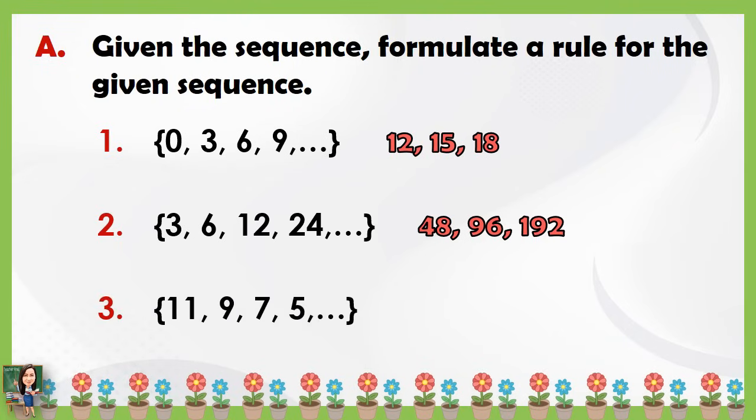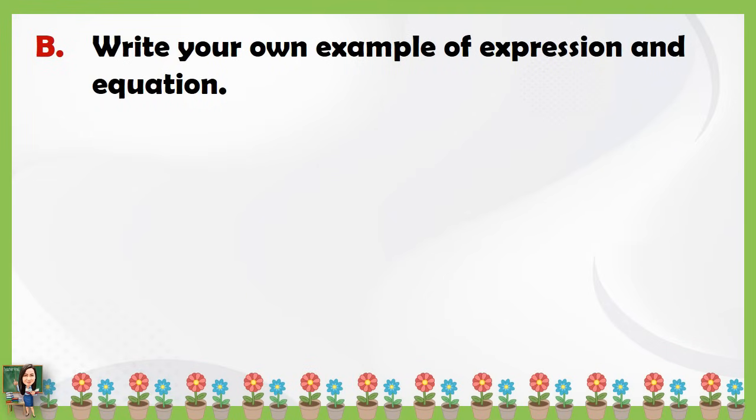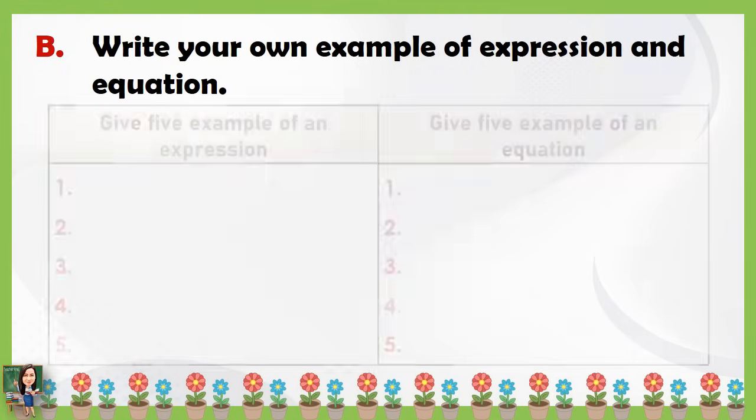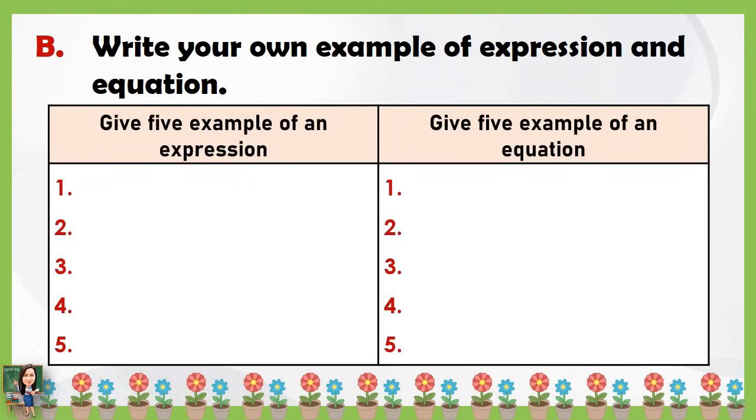And for number 3, 11, 9, 7, 5. The rule is subtract 2 from each term. Like 11 minus 2 equals 9. 9 minus 2 equals 7. 7 minus 2 equals 5. Then, 5 minus 2 equals 3. And 3 minus 2 equals 1. And for letter B, write your own example of expression and equation. Give 5 examples of an expression and give 5 examples of an equation.